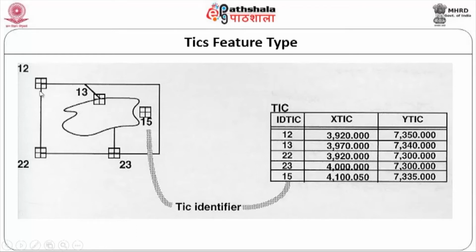So this is one particular point, second point, third point, fourth point. Each and every value will be there. X tick, we otherwise call a tick value. X tick and Y value, and this is the ID value. ID for this 12, 13, 22, 23, 15 and so on and so forth. This 12 will have an X and Y value, and 13 will have an X and Y value, and this will register the data to the Earth coordinate system and it will display there.